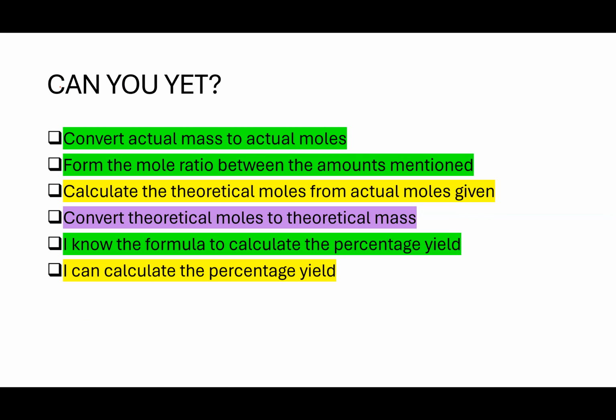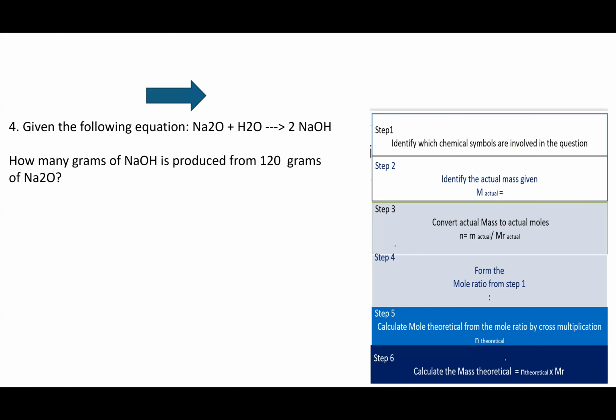Okay, now check again. Can you convert actual mass to actual moles, basically by using n equals m over MR that was given to you? Can you form a mole ratio between those mentioned from the balanced equation? Can you then calculate the theoretical moles? Can you convert it to theoretical mass? And now let's have a look at percentage yield. Let's solve more examples.